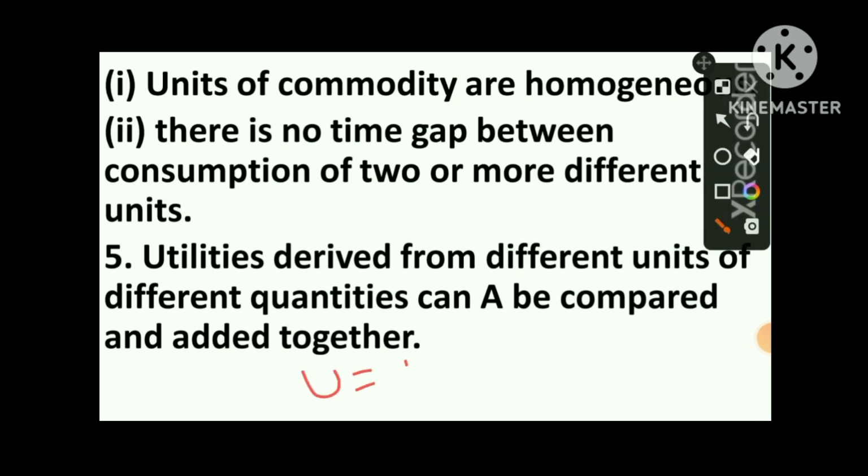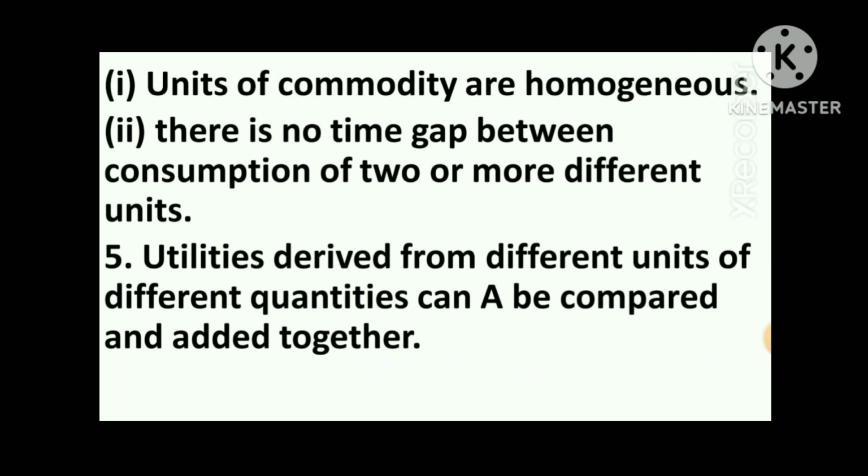U = f(Q1, Q2, Q3, ..., Qn), where U is total utility, Q1 is the quantity of good 1, Q2 is the quantity of good 2, and Qn is the quantity of good n. The theory states the conditions for consumer's equilibrium in the single commodity case as well as the two or more commodity case.